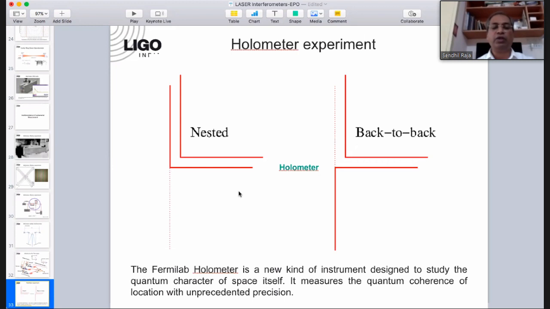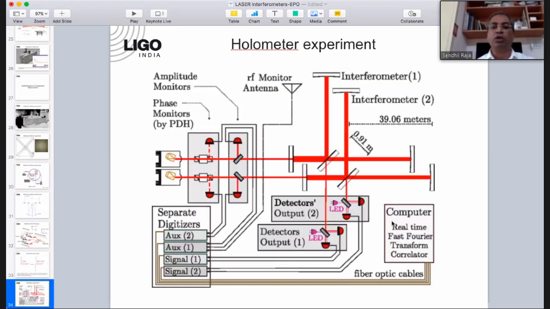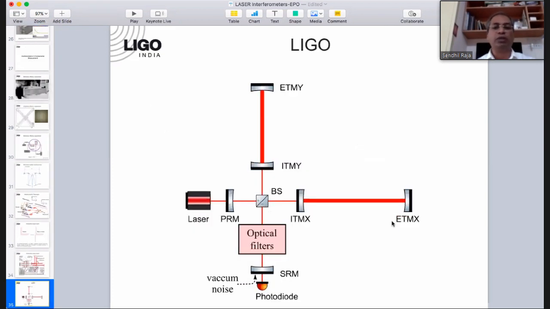Another experiment that uses interferometers is the Fermilab holometer, which is an experiment in progress, which tries to measure the quantum coherence of location with unprecedented accuracy. So this essentially measures the correlation between two interferometers, one in the nested configuration, one in the opposed configuration, and sees what the cross-correlation between them is, and whether there's some quantum coherence across spatial distance.